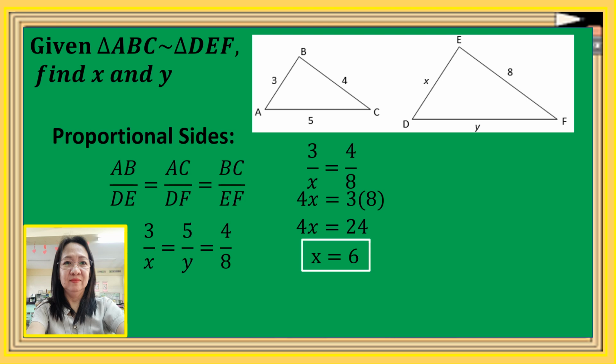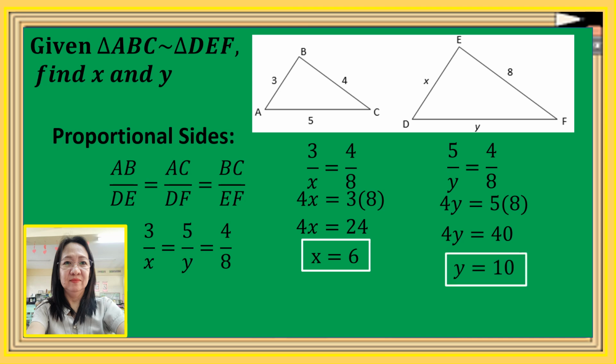Now to find for y, we have to use the ratio and proportion. We have 5 is to y is equal to 4 is to 8. Then again, by cross multiplication, we will get 4 times y is equal to 5 times 8, where 5 times 8 is equal to 40. Again, divide both sides by 4 so that the value of y is 10.